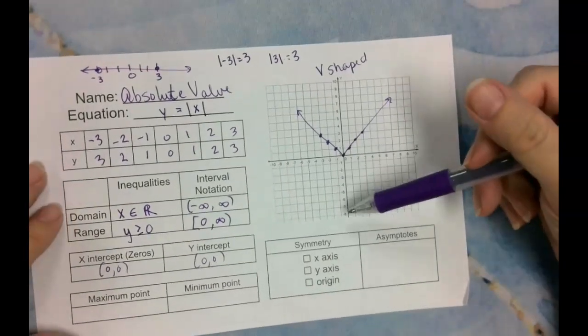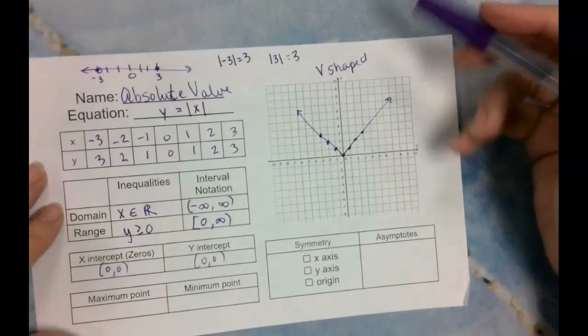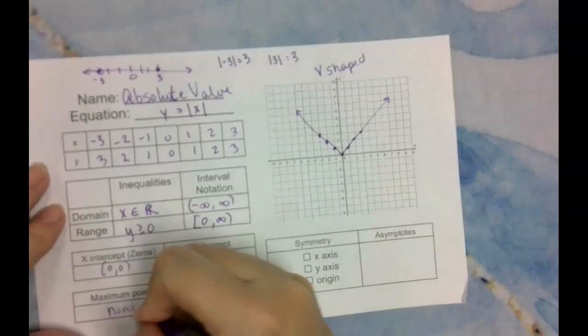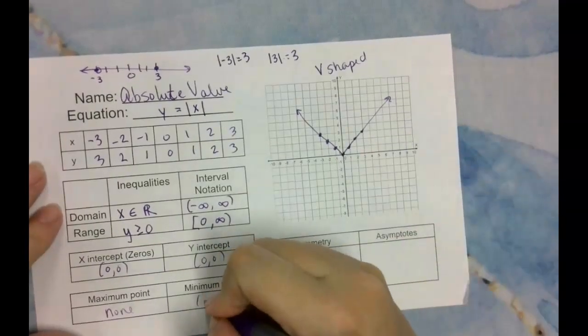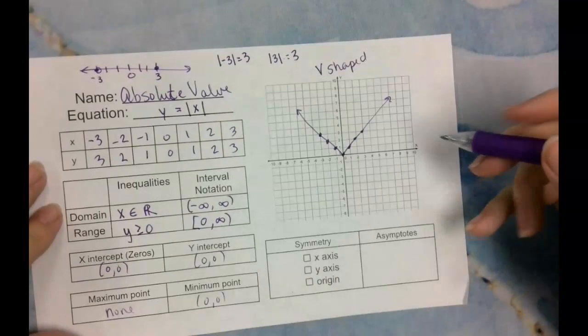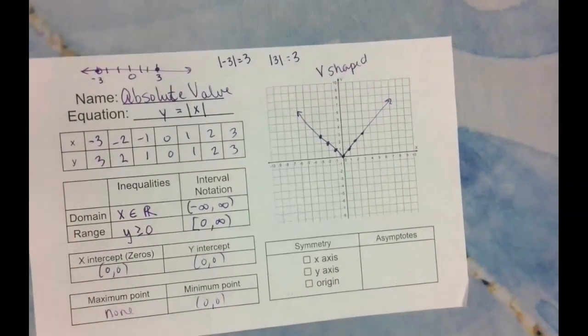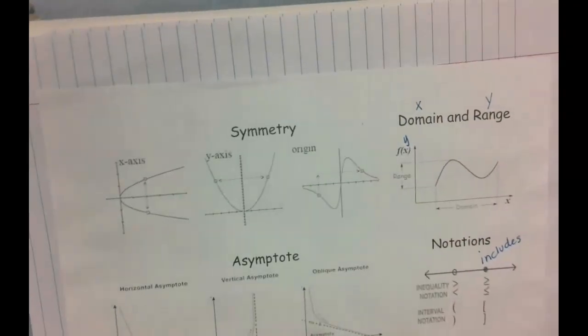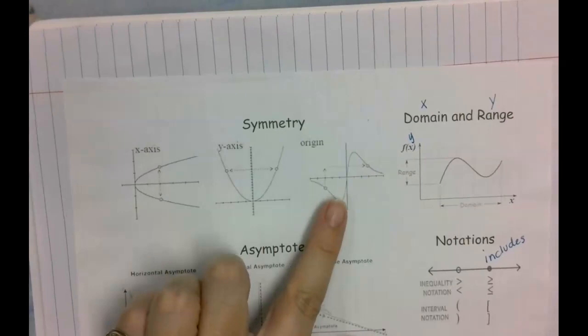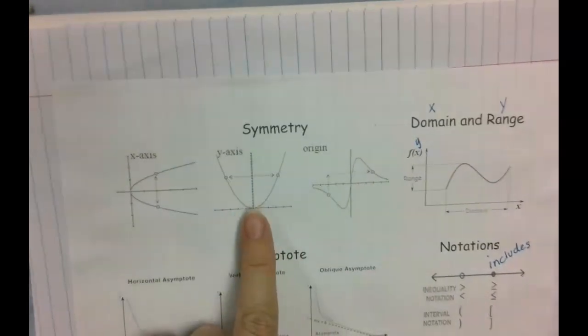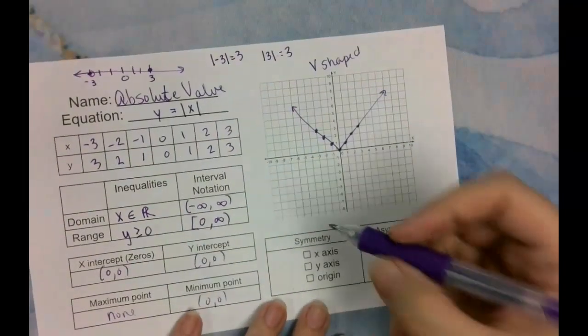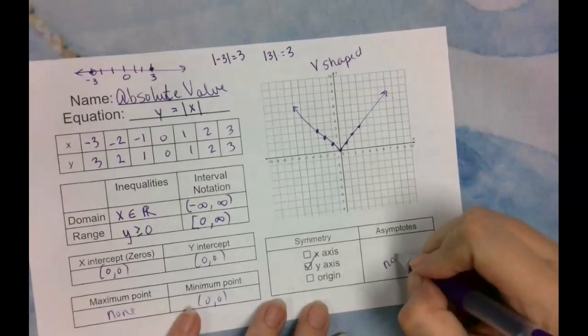Maximum point. Well, this one keeps going forever going up. So there's no maximum. But there is a minimum at 0, 0. And symmetry. What kind of symmetry does it have? Look back at your symmetry page. Here's our choices: X, Y, or origin. Well, it has the y-axis symmetry. And this one has no asymptotes.